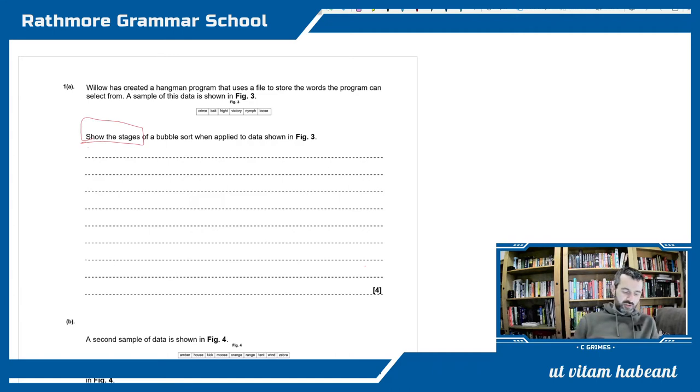If I'm looking at the first pass of this, I've got crime and bait. I'm comparing and swapping. Crime is greater than bait. So at the end of the first operation, I'm going to have bait, crime, fright, victory, nymph, lose.